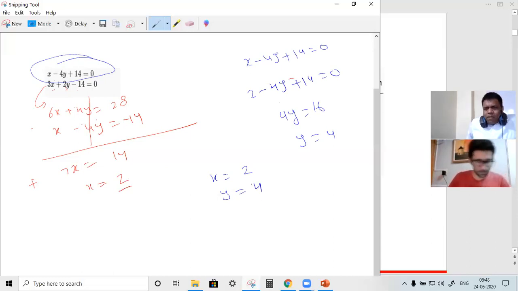Right. Now you verify. Is it satisfying both equations? Please verify. I'm saying please verify. Is it satisfying both equations? Yes, it verifies. Okay.